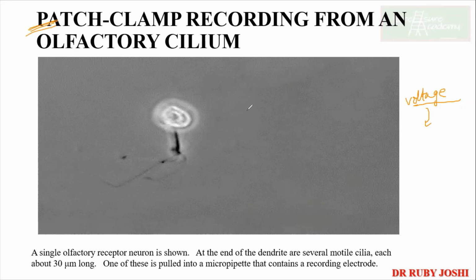Let's see how there is a single olfactory receptor and, on its dendrite, several cilia present. If you can see here, lines like this are there. These are nothing but the cilia. Of these, one will be captured so that the recordings can be done. So how they have done that, we'll watch.